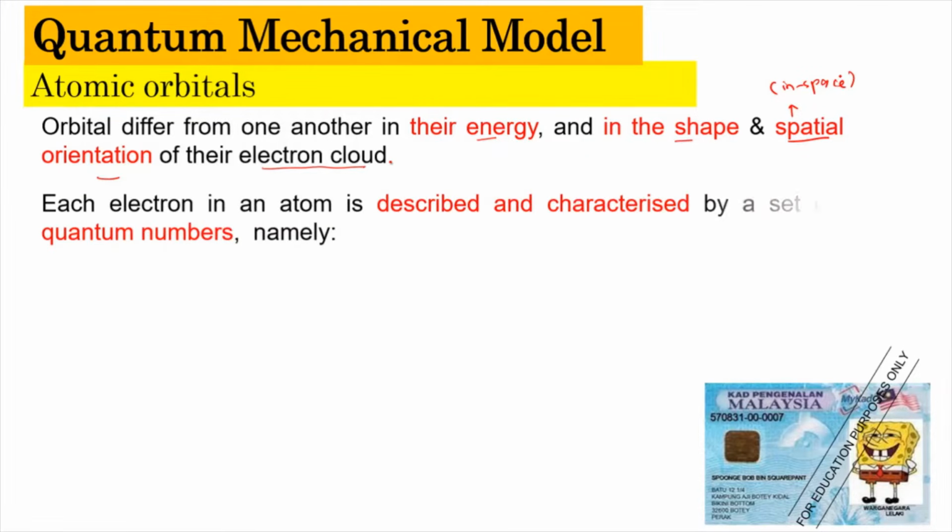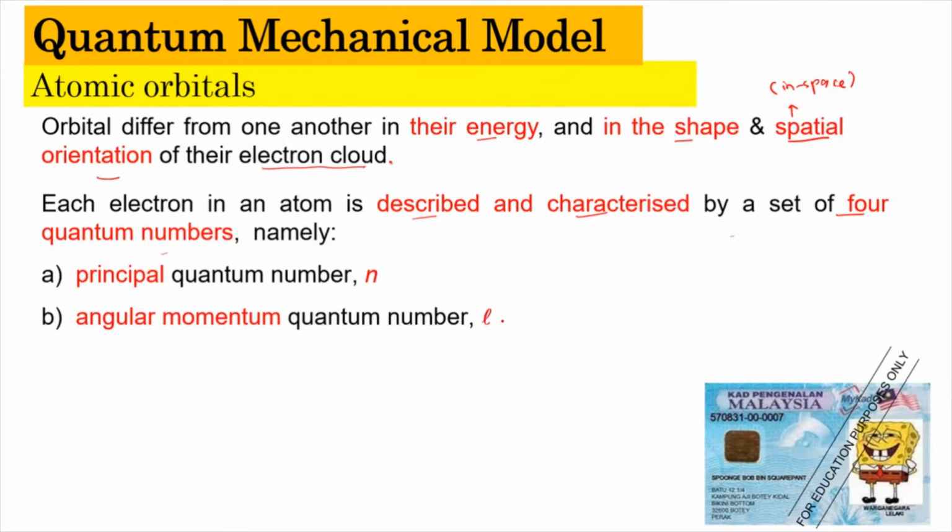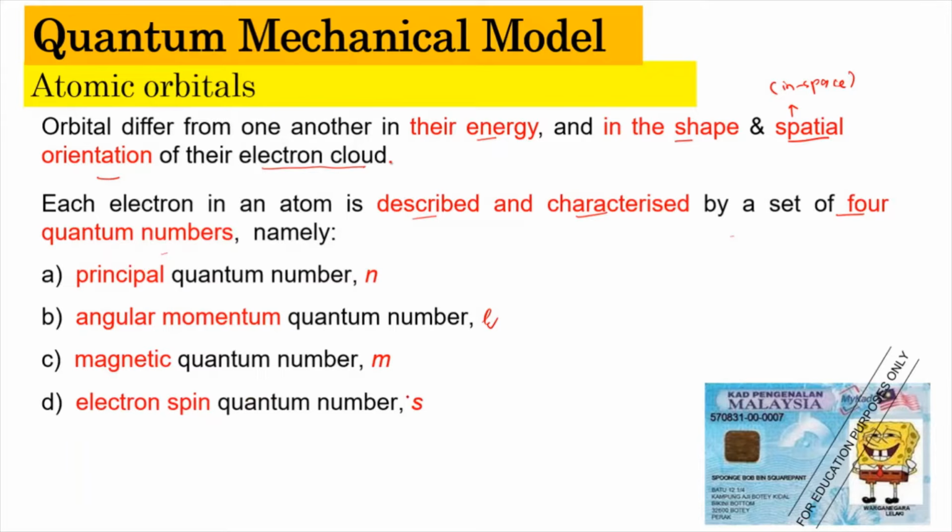So each electron in an atom can be described and characterized by a set of 4 quantum numbers, namely a principal quantum number n, angular momentum quantum number L, magnetic quantum number m, and electron spin quantum number s. Similarly to us, each electron will have a unique set of n, L, m, and s, which are the quantum numbers.